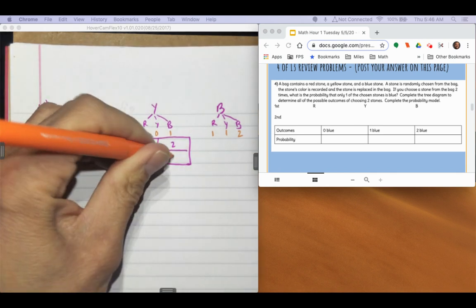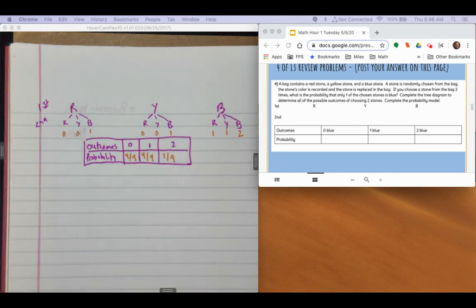So we need to be able to list the outcomes, or we need to be able to make a tree diagram with the outcomes, and then we should be able to put them into a probability model, which is a table.